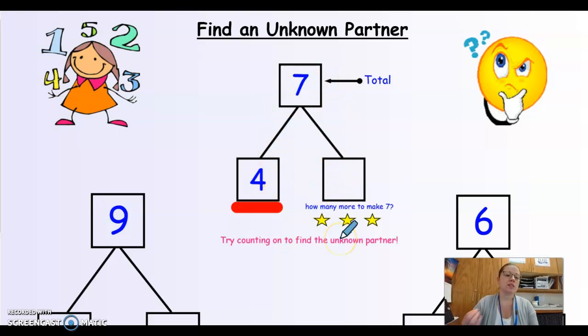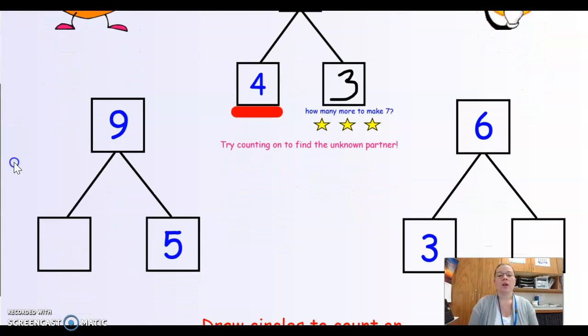So what we're going to practice today is drawing circles. Here we have pretty little stars, but we're just going to draw circles to represent how many more to make 7. So we're at 4. We would count these 5, 6, 7. Well, how many stars did we count? There are 3 stars there. Very good. So 4 plus 3 gives us 7. 4 and 3 are partners of 7. Okay, let's try some more.